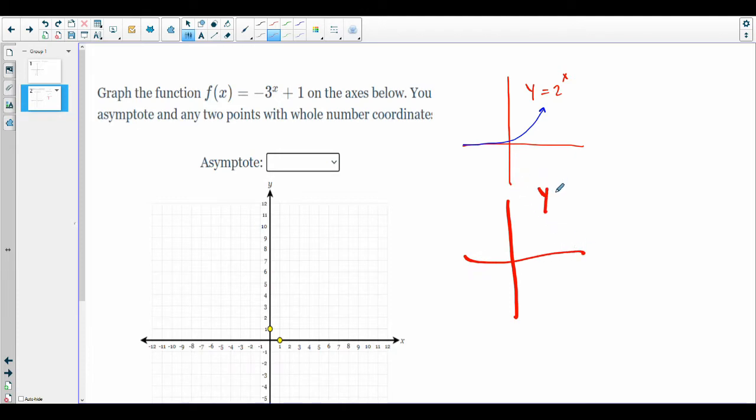If we were to add 1 to that, y equals 2 to the x plus 1, well, I'm taking the whole function, think about transformations, and I'm doing a vertical shift up 1. So this asymptote is getting moved up 1. So I would have a new asymptote at 1. So for this graph, we know we're going to have a horizontal asymptote, and because we have this plus 1 on the end, think about function transformations.